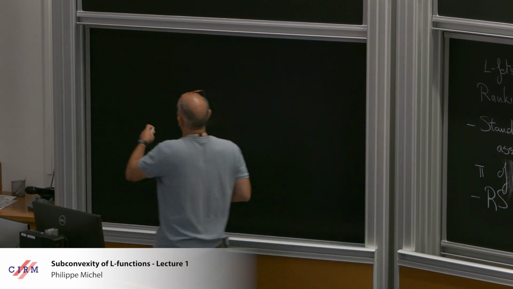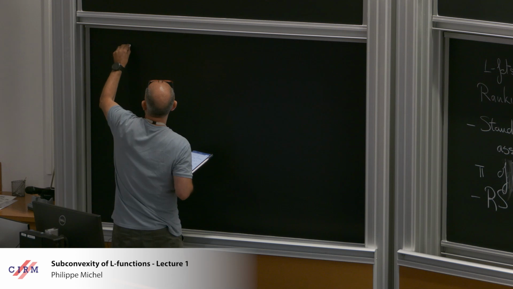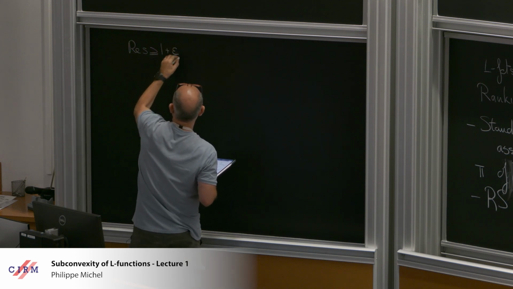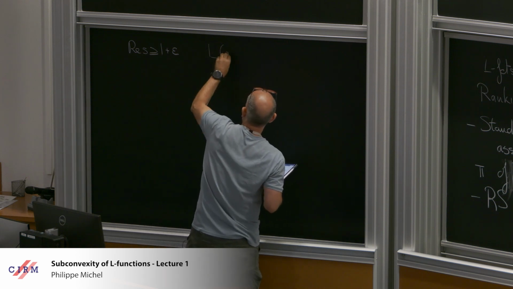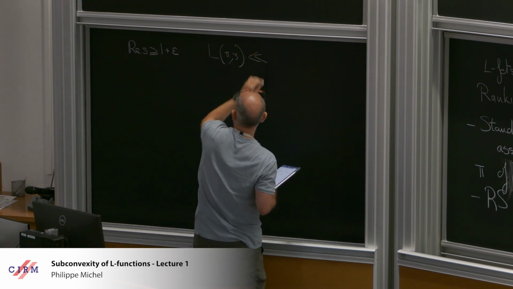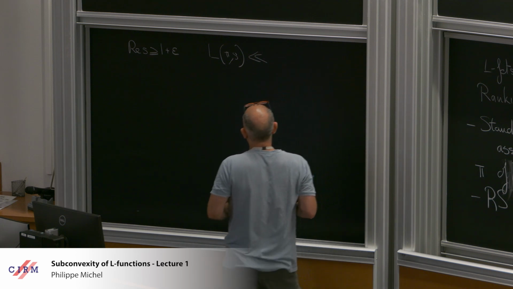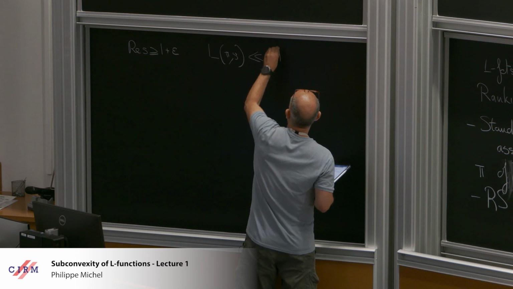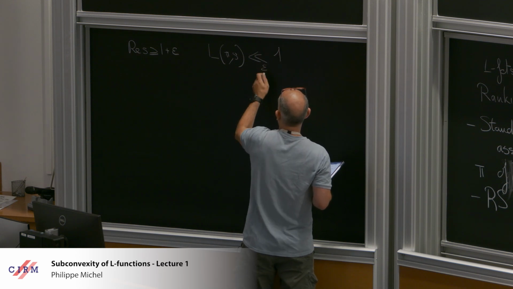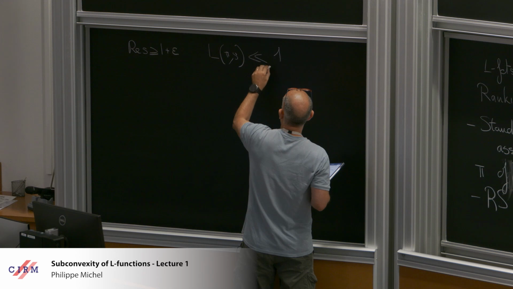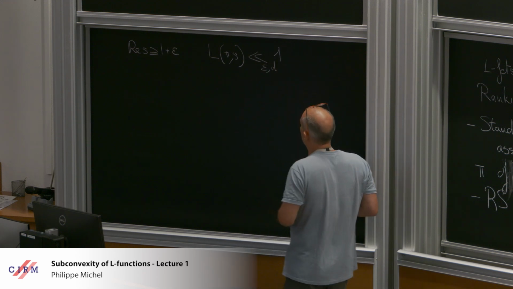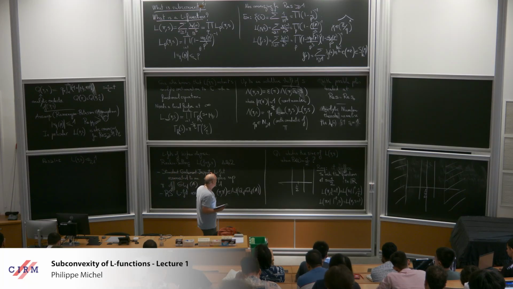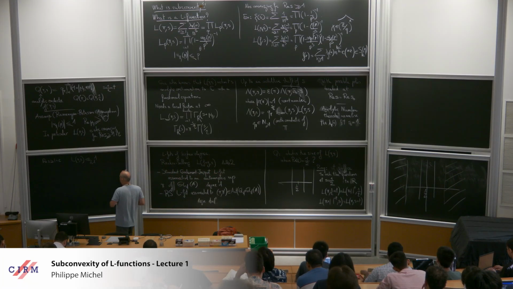And then you can see that for real part of s bigger than 1 plus epsilon, your L pi of s is bounded by 1, is absolutely bounded, and the constant depends on epsilon and on the degree of your L function.